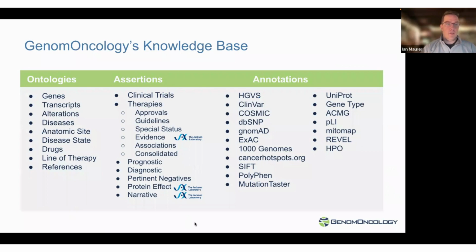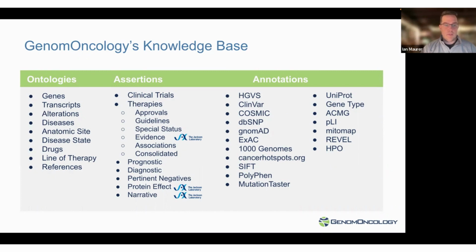GenomOncology's knowledge base is powered by a suite of ontologies, including genes from HGNC, transcripts from the Universal Transcript Archive, diseases from Oncology and other ontologies, as well as drugs and other building blocks or concepts. We use those concepts to then create assertions.